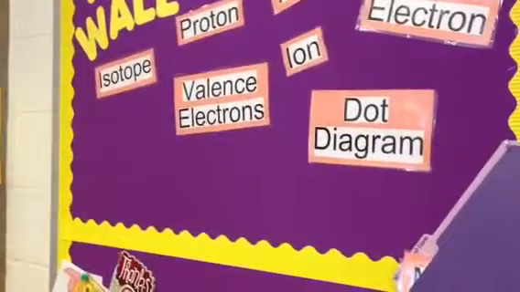And just to keep all of this organized, I have on the back of my cabinet the units labeled with all of the word wall words in them, and then all of the different color-coded objective cards down here.